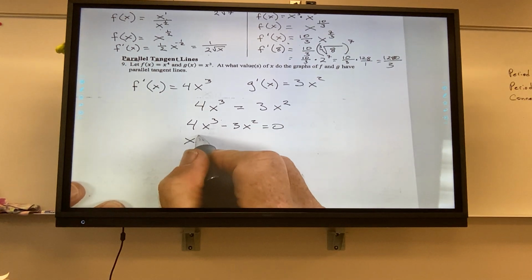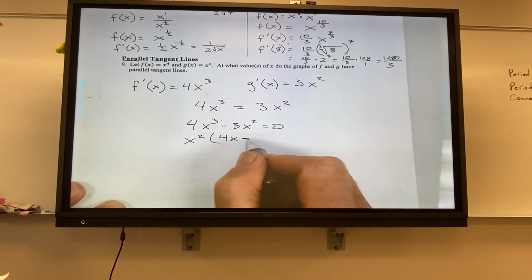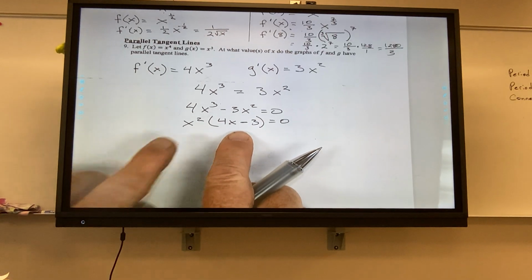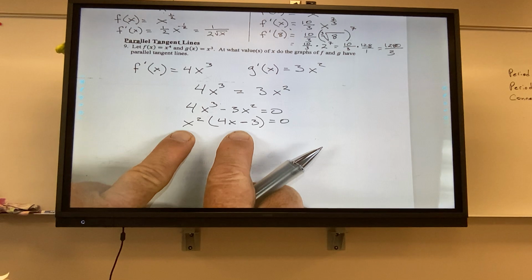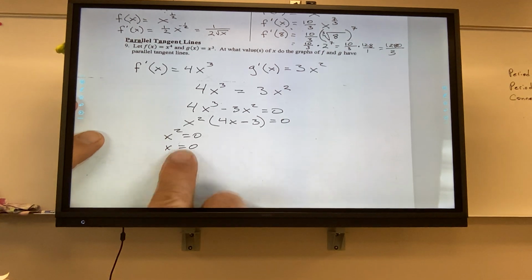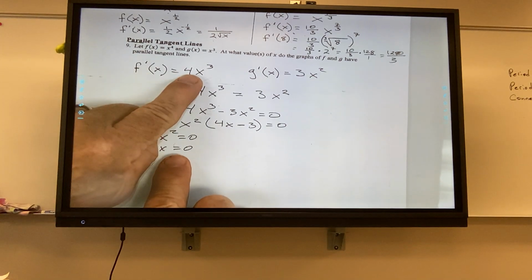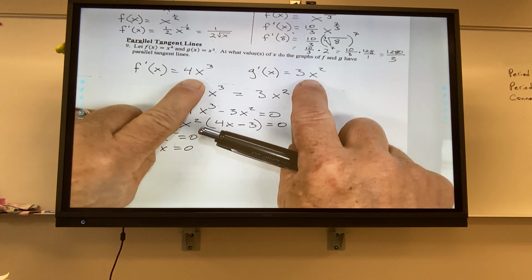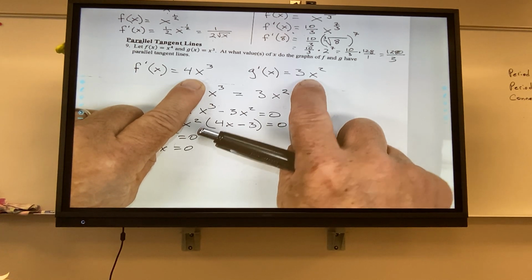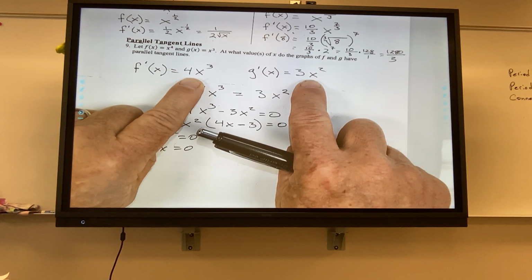I'm going to factor out an x squared. That means either this is going to equal 0 or this is going to equal 0, correct? So I let x squared equal 0 and x equals 0. So for sure, at 0, and if I plug 0 in here and 0 into here, I get 0, don't I? So at 0, they're parallel. What kind of line has a slope of 0? Horizontal line. So these are 2 horizontal lines that are parallel to each other, right?